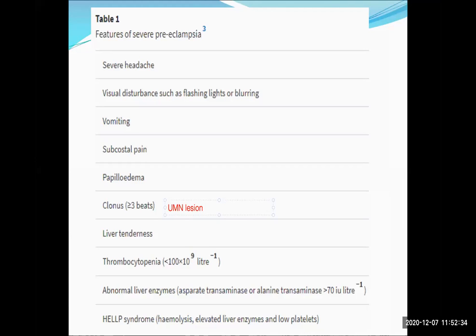Okay. Now, liver tenderness, already talked about. Thrombocytopenia, already talked about. Less than 100,000, okay, per cubic milliliter. Abnormal liver enzyme like aspartate transaminase or alanine transaminase, if they are more than 70 international unit per liter, okay. And HELLP syndrome, hemolysis, elevated liver enzyme, and low platelet. Now you can always write something if this question comes.